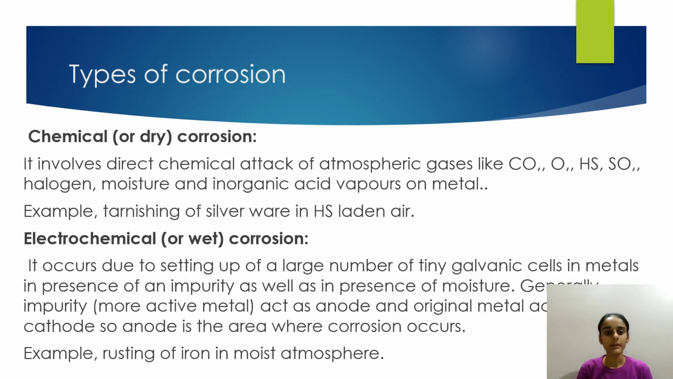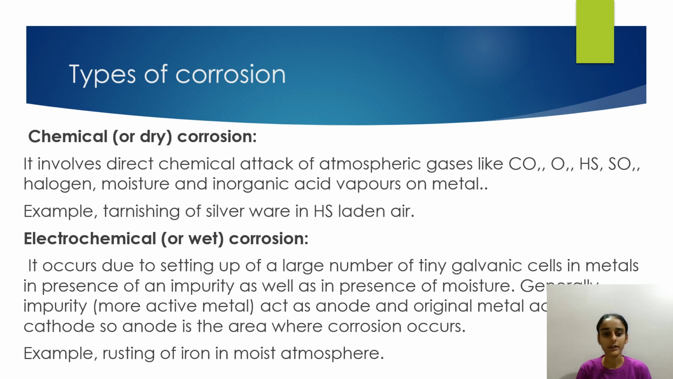Types of corrosion. Chemical corrosion or dry corrosion. It involves direct chemical attack of atmospheric gases like carbon oxide, oxygen, hydrogen sulfide, sulfur oxide, halogen, moisture and inorganic acid vapors on metal. Example: tarnishing of silverware in hydrogen sulfide laden air.